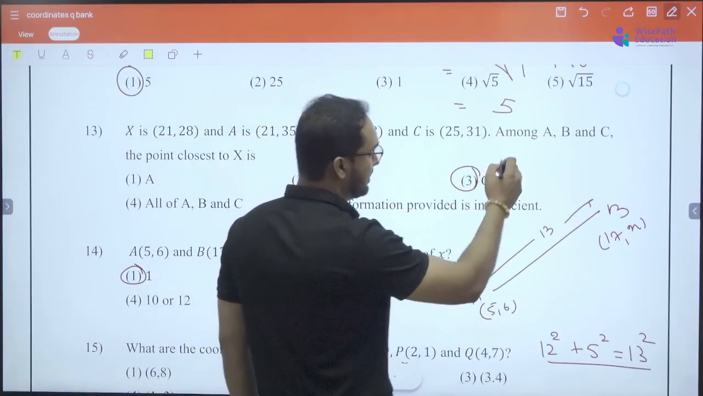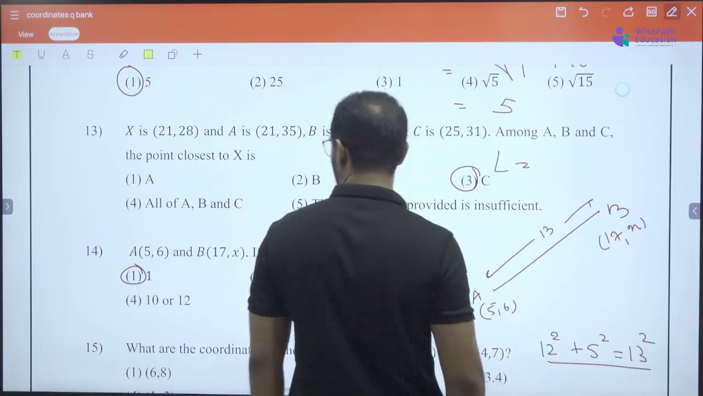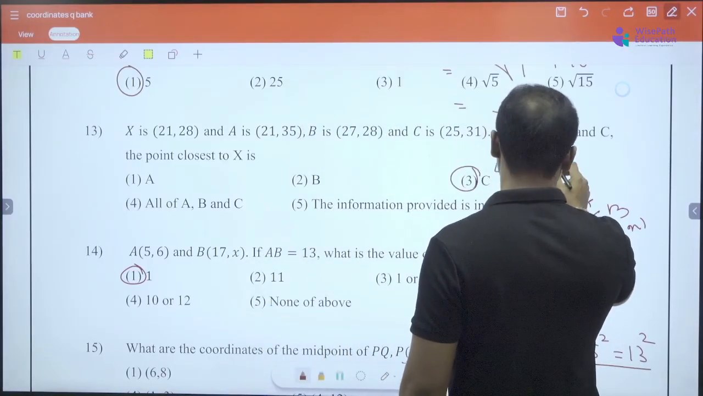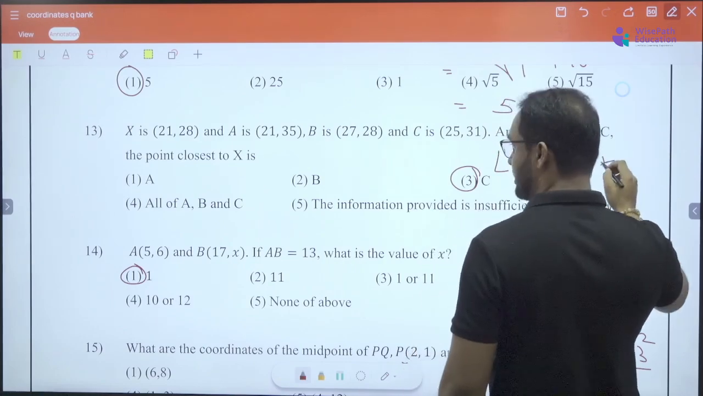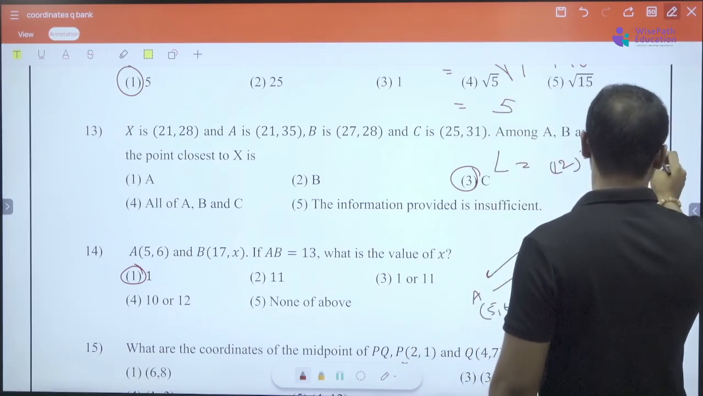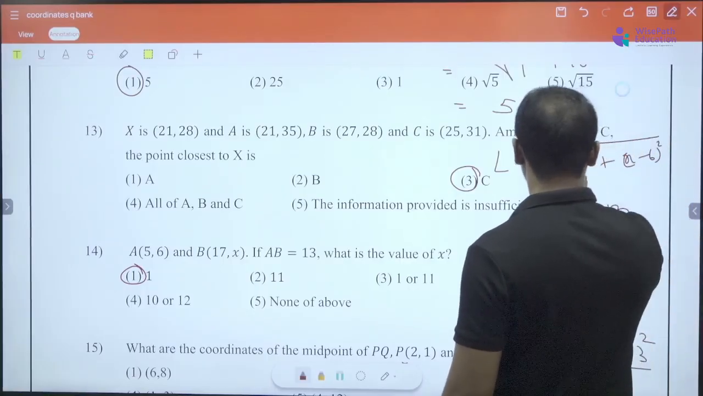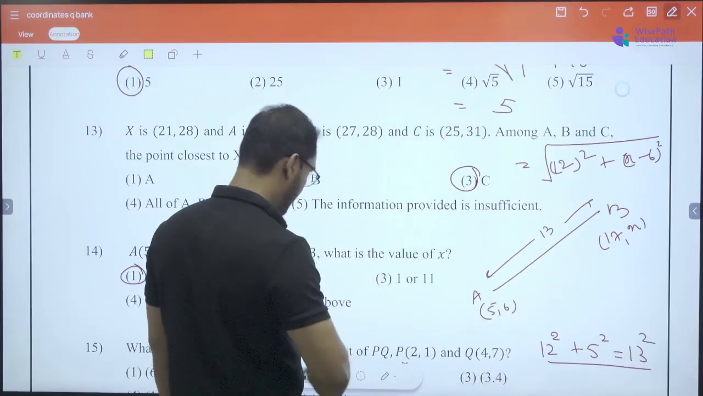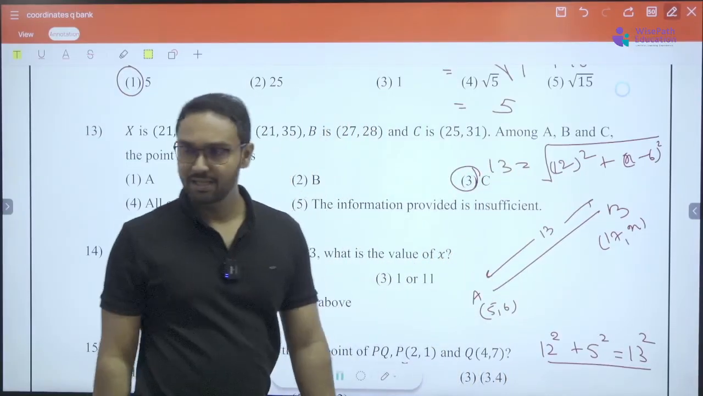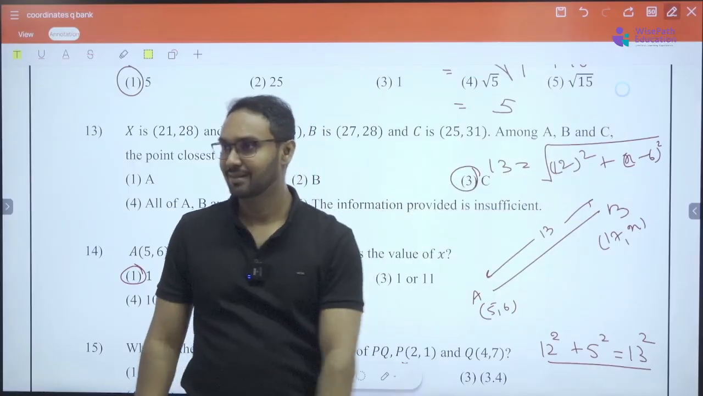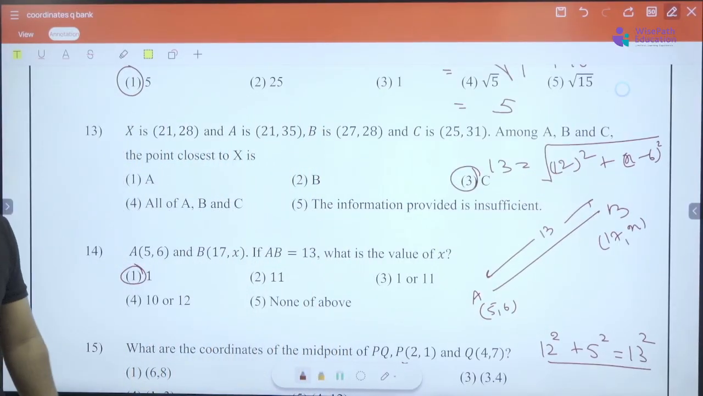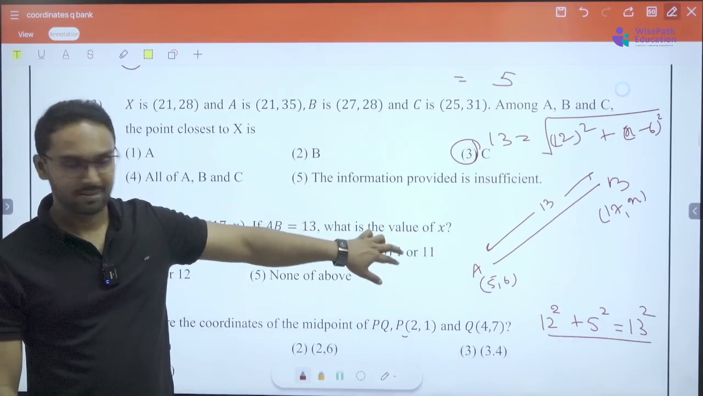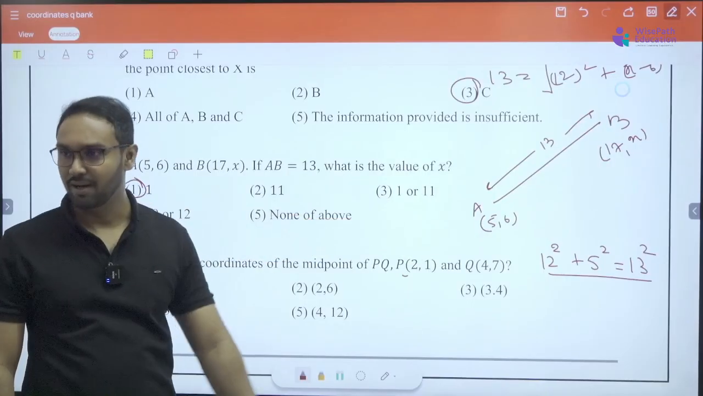The equation is L equals the difference of two x coordinates, that's 17 minus 5, that will be 12, so 12 square plus (x minus 6) square and the complete square root, and this is equal to 13. That's the equation. Don't try to simplify that. The easy way is to check the answers. The answer is 5.